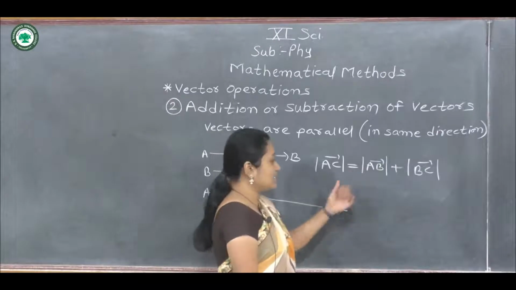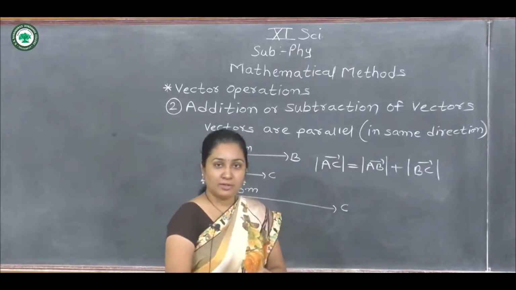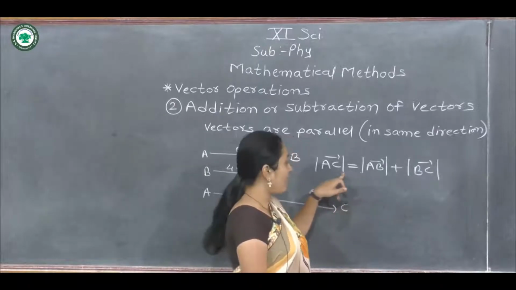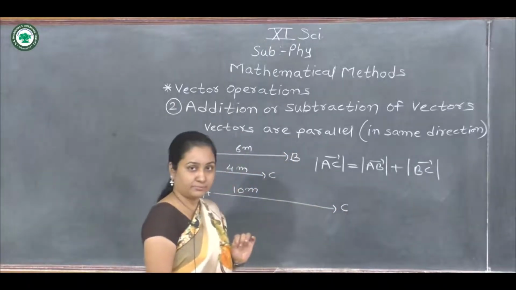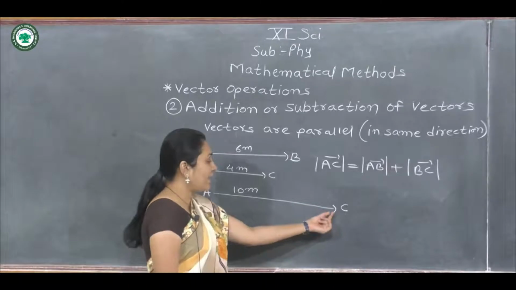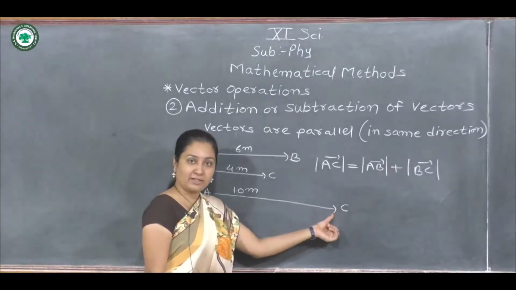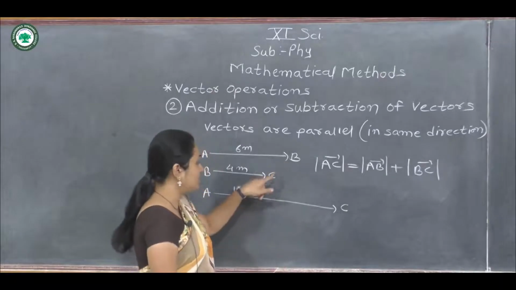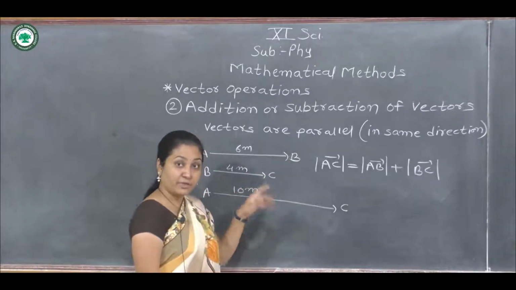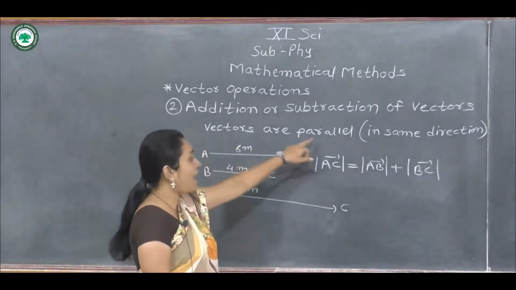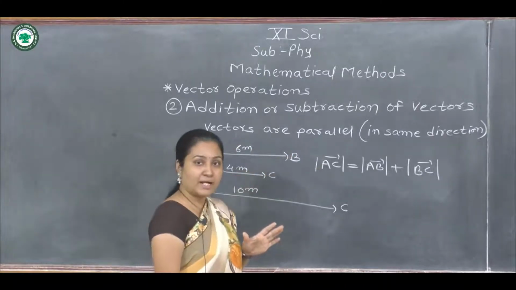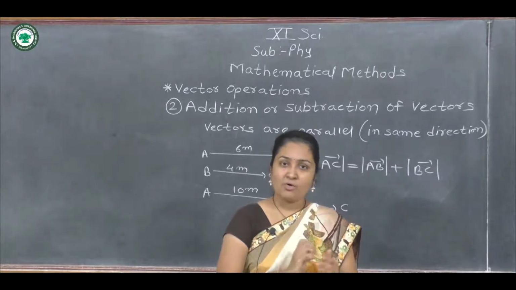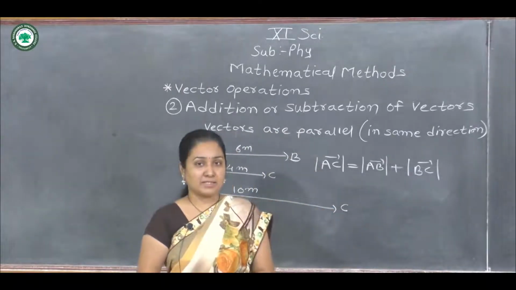Now in this case, what we have done, we have added these two vectors to find a single vector, and the direction of this single vector will be the same as the direction of these two vectors when vectors are parallel. That is, when vectors are moving in same direction. Now, if we consider the second case.